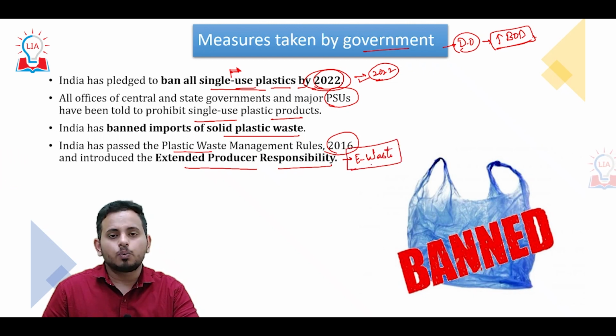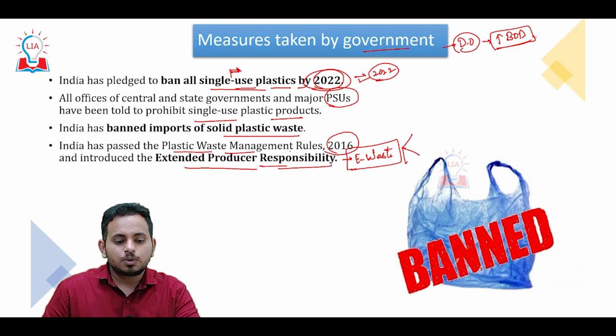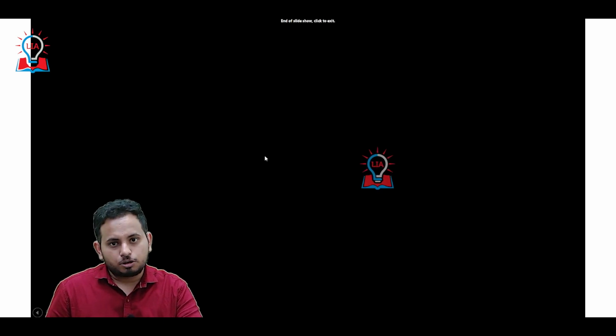Most of the electronic waste will be either plastic, fiber or silicon. So in order to take responsibility for the plastic e-waste, the government has come up with plastic waste management rules in the year 2016, and it introduced something called extended producer responsibility.